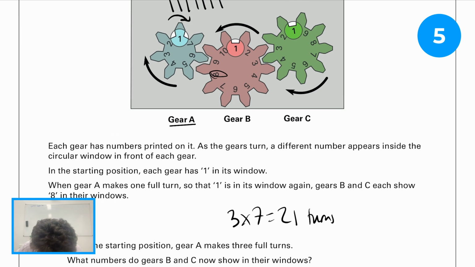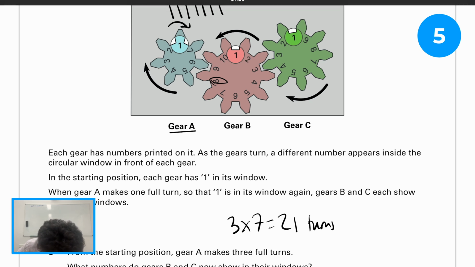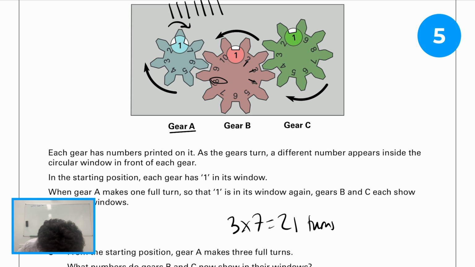Let's see. Gear B repeats itself how many times? Since it's going this way, the next number will be 2, then 3, then 4, 5, 6. So 1, 2, 3, 4, 5, 6, 7, 8, 9, 10. So gear B repeats itself every 10 times.